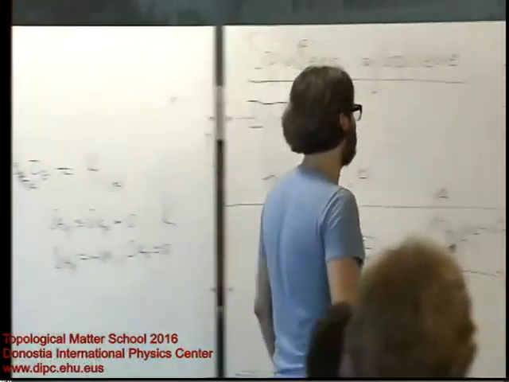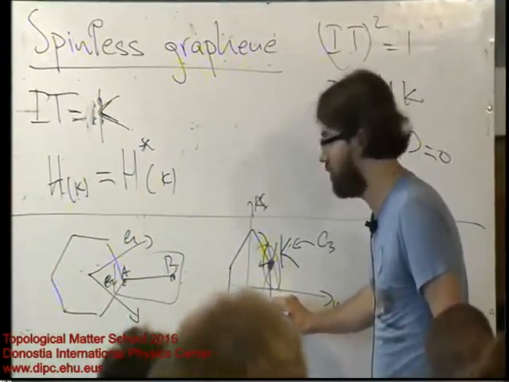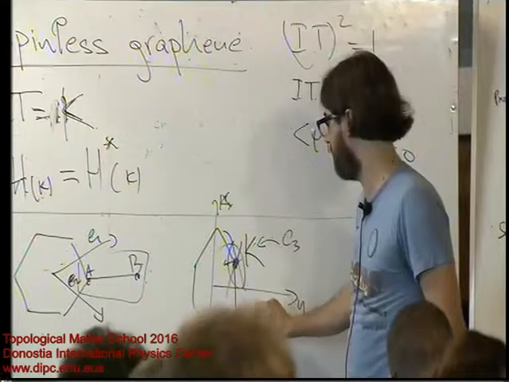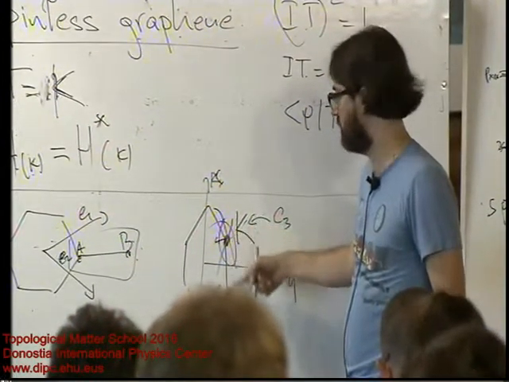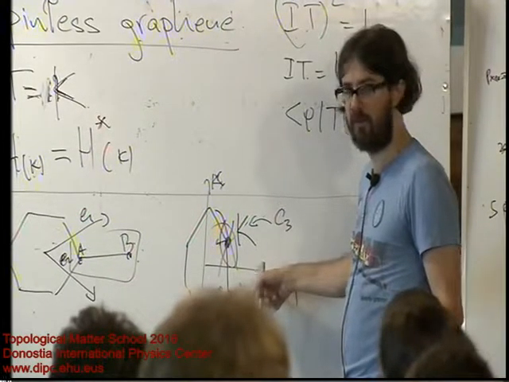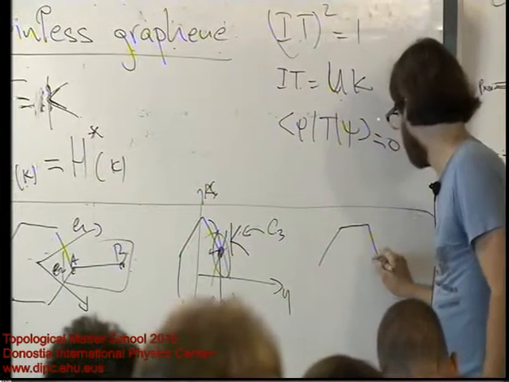But now I know, for example, I've moved this one also, right? I moved this one also. There's another one at K prime here, right? We never talked about this one, but it's obvious. There's 2 points in graphene, yeah? Okay.